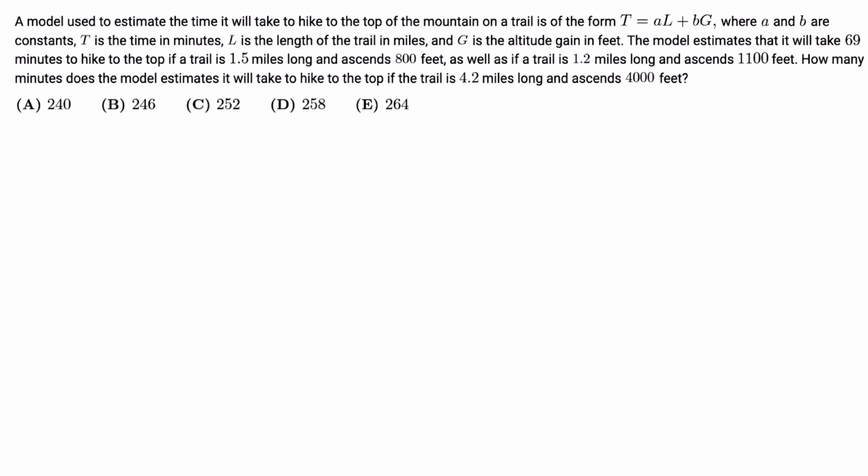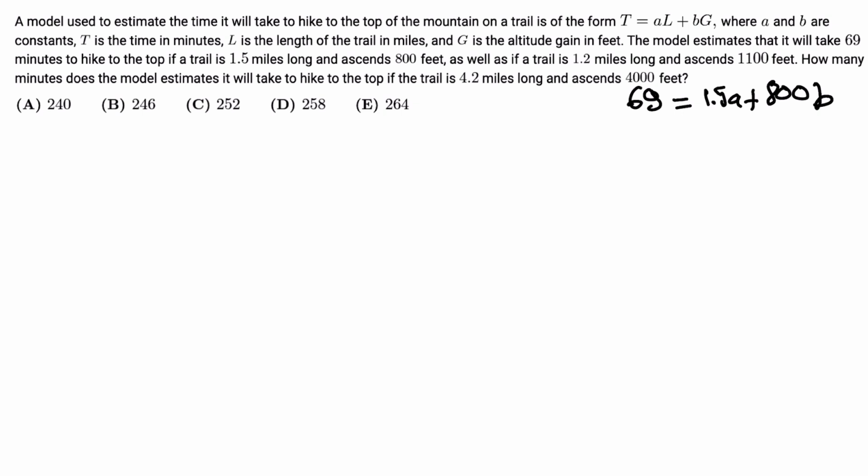So immediately based on this, we have our first equation that T is going to be 69. Actually, let me go ahead and make that a little smaller. T is going to be equal to 69, and that is going to be equal to, well, L in this case is 1.5. So we have 1.5A plus, and G is 800, since we're told it's 800 feet. So 800B. All right, and now we continue reading.